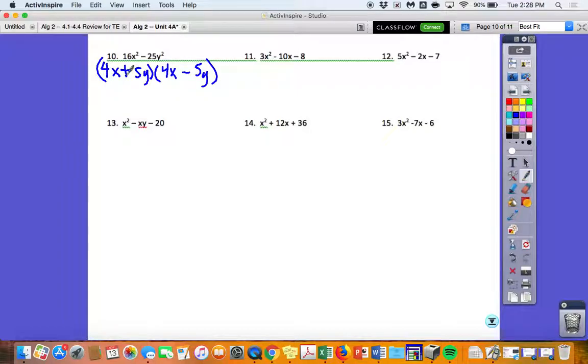Okay, so then we're going to number 11. Is there something common? 3, 10, and 8. No. 3 doesn't go into either of those. So since it has the 3 out front, and you can't take out anything common, this makes it the hard kind of trinomial. So this is that monkey face.